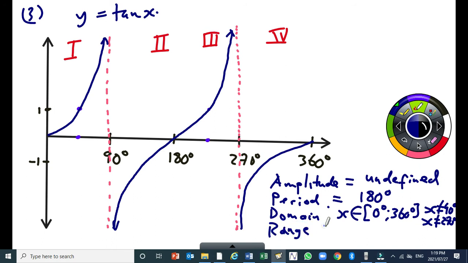The range, right? Now the range here, we are starting from minus infinity up to what? Positive infinity. So we can write it as y is an element of real numbers, which means we are talking about all the values of y. Or you can say minus infinity is less than y is less than positive infinity. So you just write y is an element of real numbers. It covers everything.